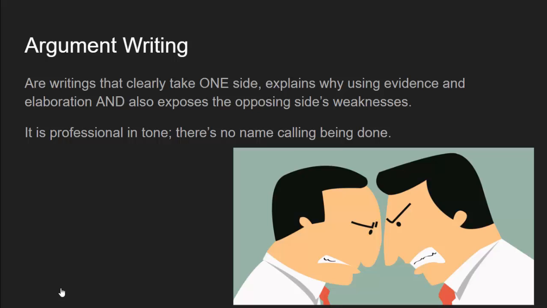Now, you're also going to do this in a professional tone. There's no name calling. There's no saying the other side is idiots, they're stupid. We don't do that. That's not professional, and that's what you're going to do. You are going to write in third person. So that's another aspect to keep in mind.